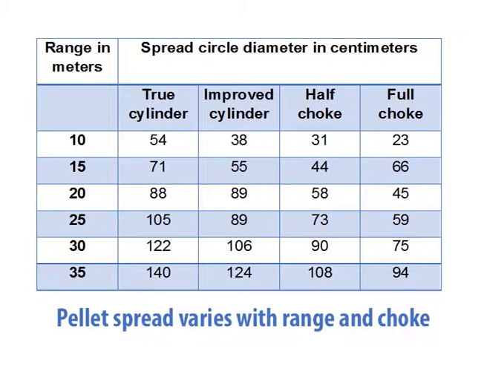For 25 meters of range, for true cylinder, the circle diameter will be 105 centimeters. For improved cylinder, 89, for half choke, 73 centimeters and full choke, 59 centimeters. For a 30 meters range, the circle diameter will be 122 centimeters for a true cylinder, 106 centimeters for improved cylinder, 90 centimeters for half choke and 75 centimeters for a full choke. Lastly, for a range of 35 meters, the spread circle diameter for a true cylinder will be 140 centimeters, for an improved cylinder 124 centimeters, for half choke 108 centimeters and for full choke 94 centimeters.